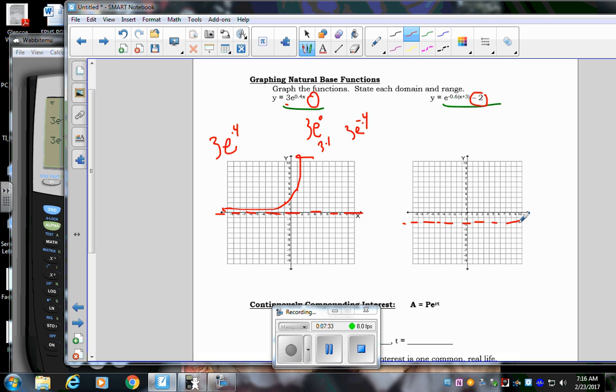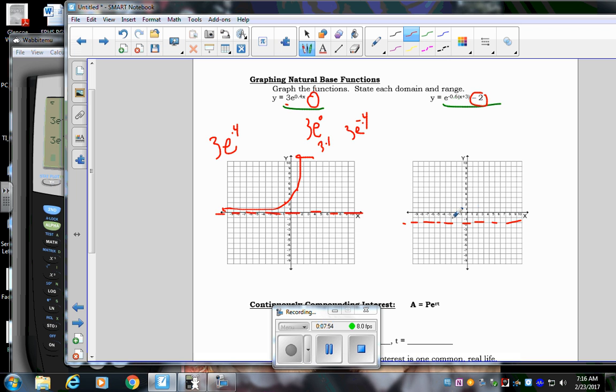Now there is no dilation, so that's nice. My negative exponent is telling me that's going to be a decay, so it's going to go down like this. And this +3 is telling me that's moving to the left 3. So I know, since there's no dilation, that first point is going to be 1 above the asymptote at 0, but because of the shift to the left 3, I can shift it to the left 3.